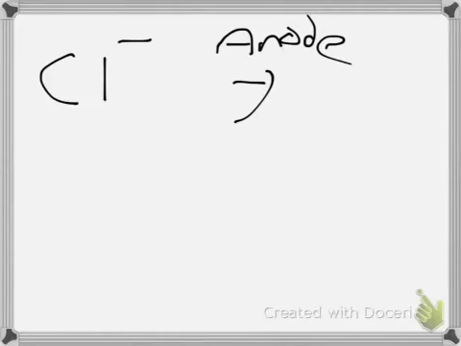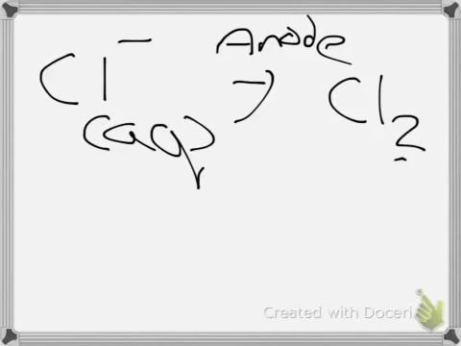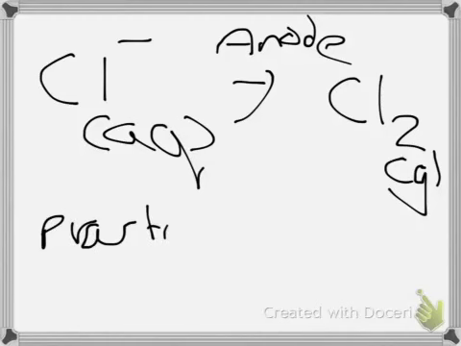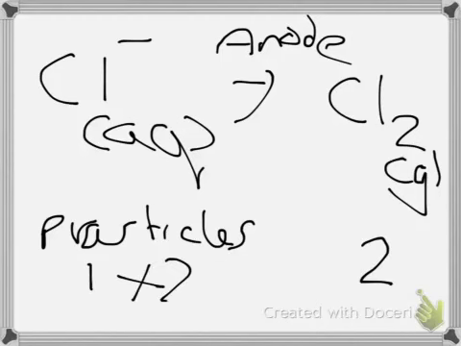So when we're actually looking at balancing what's happening at our anode, we need to take it in 2 steps. My first step is I need to balance the number of particles. On my left hand side I have 1 particle, on my right hand side I have 2, so I need to multiply that by 2 to get my 2 particles.